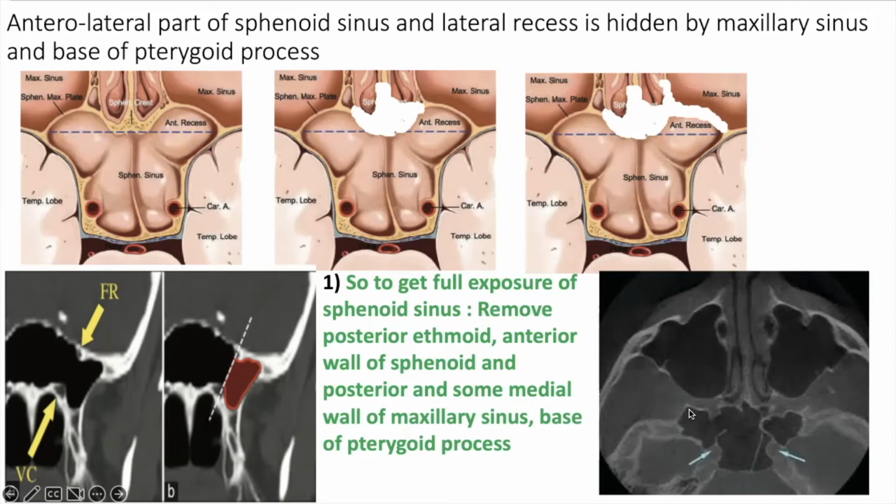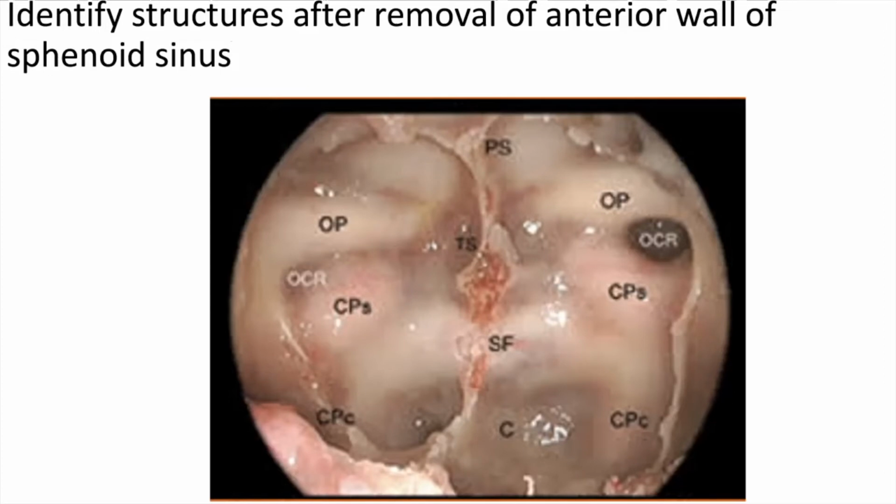To go here, you have to remove the medial wall of the maxillary sinus, the posterior wall of the maxillary sinus, and the sphenopalatine foramen structures you have to mobilize. Only then will you be able to visualize these structures. And this is required when there is a CSF rhinorrhea which is coming through the lateral recess of the sphenoid. So this anatomical knowledge is very important.